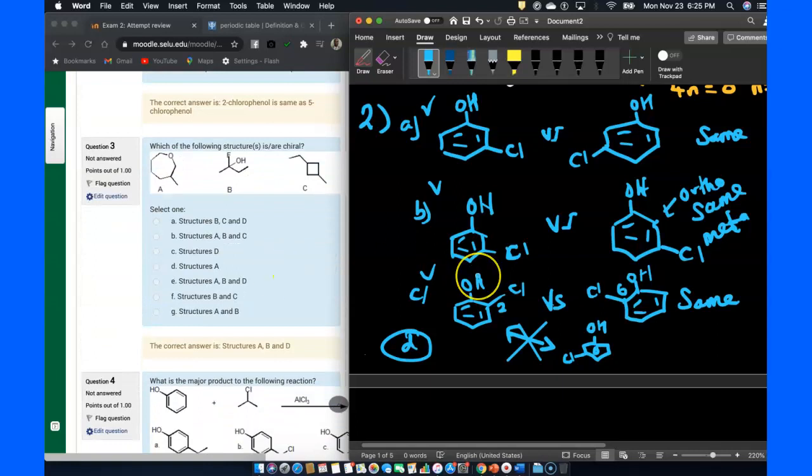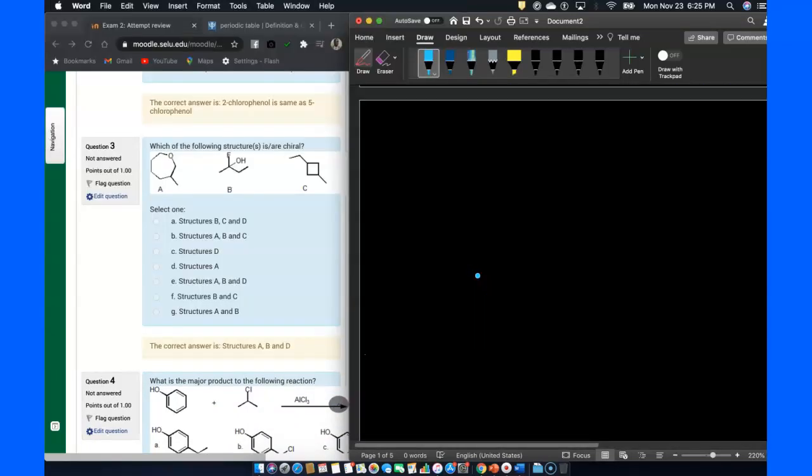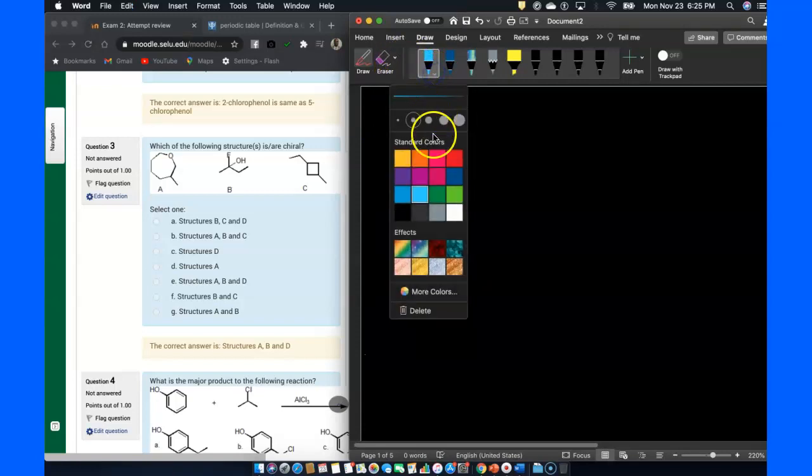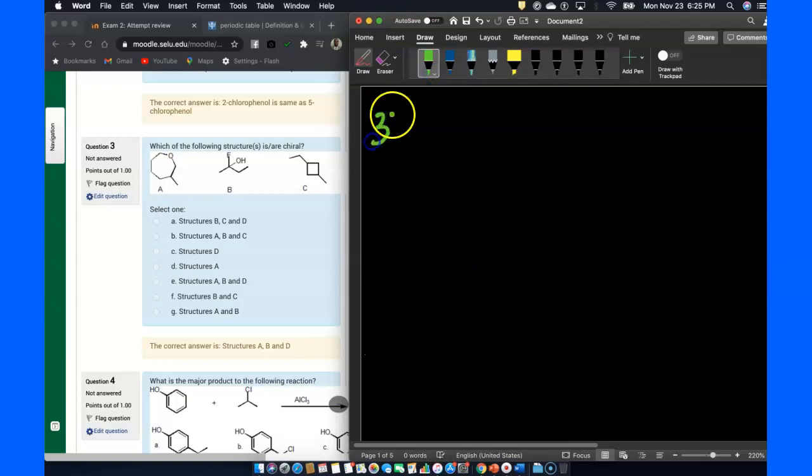So let's look at question 3. Question 3. Which of the following structures is chiral? For chirality, you're looking for the one that has 4 different groups on at least one carbon.